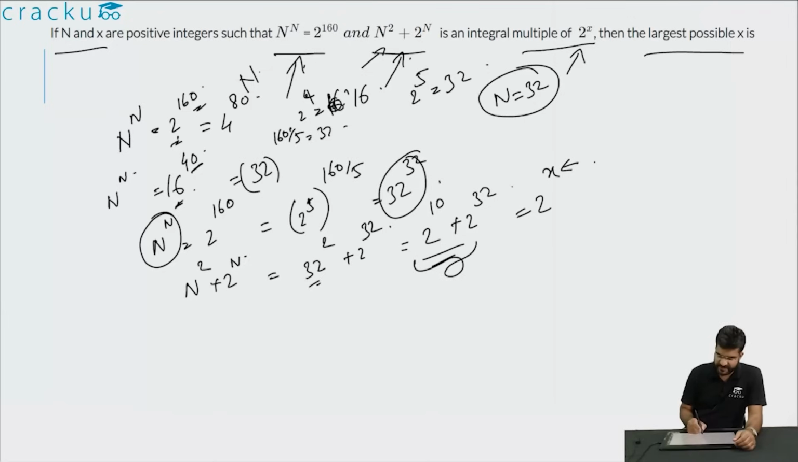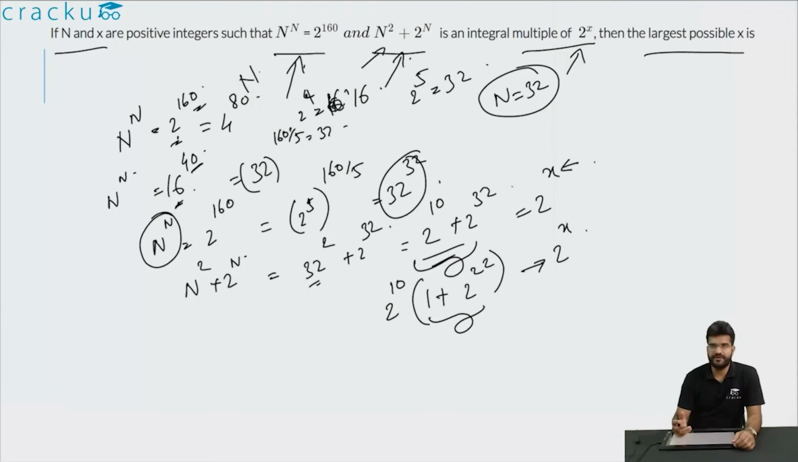So you can simplify 2 to the power 10 plus 2 to the power 32 as follows. You can take 2 to the power 10 common between both of them. So this becomes 1 plus 2 to the power 22. Now we are told that this is an integral multiple of 2 to the power x. You can easily identify that 1 plus 2 to the power 22 is an odd number. So it shares no factor with 2 to the power x. So 2 to the power x has to be a factor of 2 to the power 10.